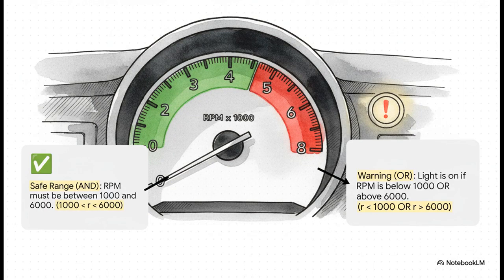This car dashboard idea is a perfect example of and versus or out in the wild. The green safe range is an and condition, right? The RPM has to be above 1,000 and below 6,000. But that red warning light, that's an or condition. It'll flick on if the RPM is too low or if it's too high. Same numbers, two totally different rules.